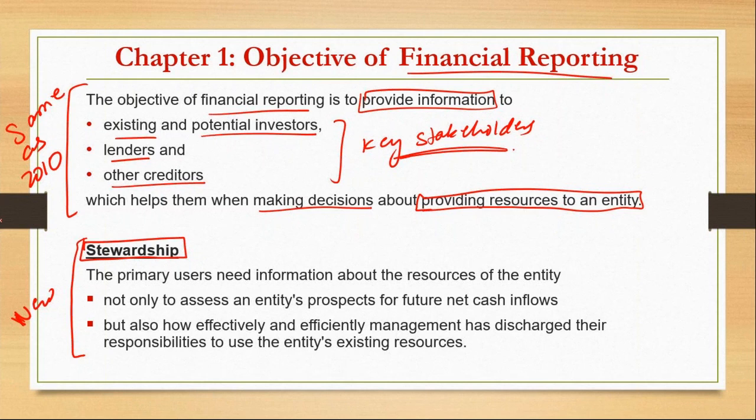Getting this point, everyone? So the primary users need information about the resources of the entity, not only to assess the entity's prospects for future cash flows, but also how effectively and efficiently management has discharged its responsibilities of using the resources.